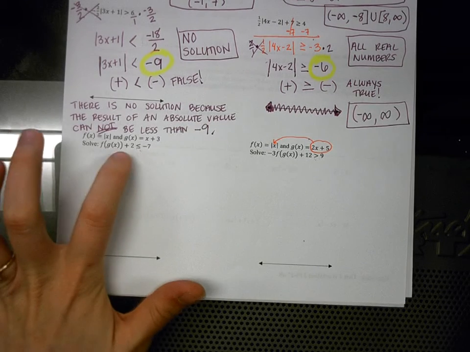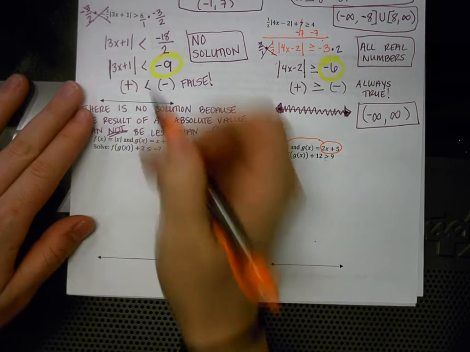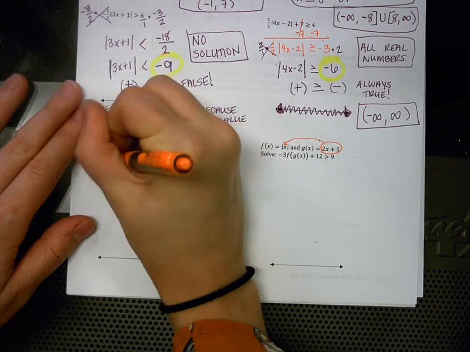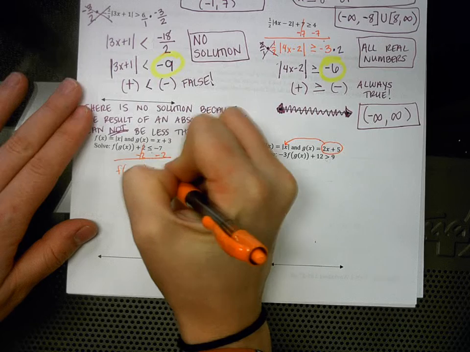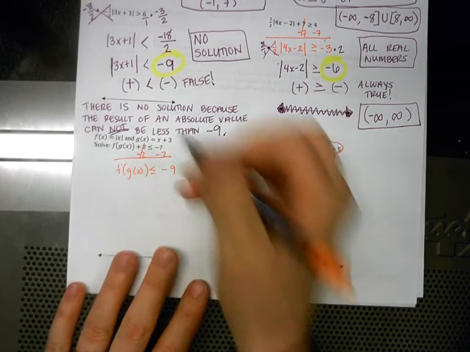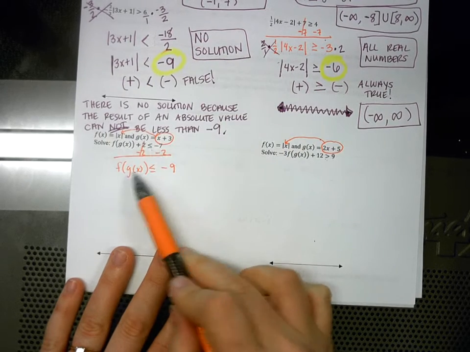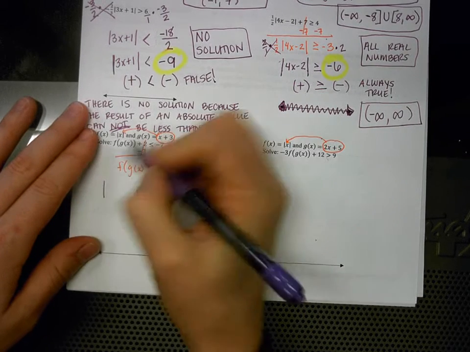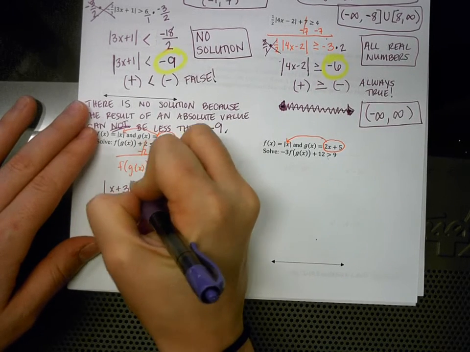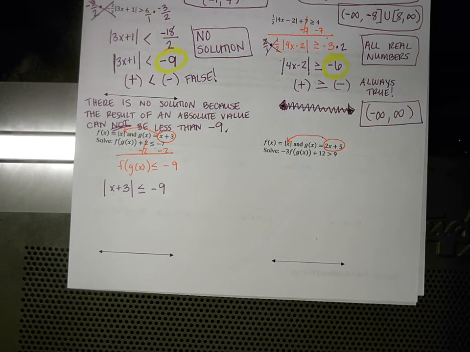So what's extra on the left-hand side here? Plus 2. So I'm going to subtract 2 from each side. Okay, now I'm going to do my composite part of my function. G of x goes in for the x in the f of x function. Is my absolute value isolated? Yes. Is this a special case? Yes.